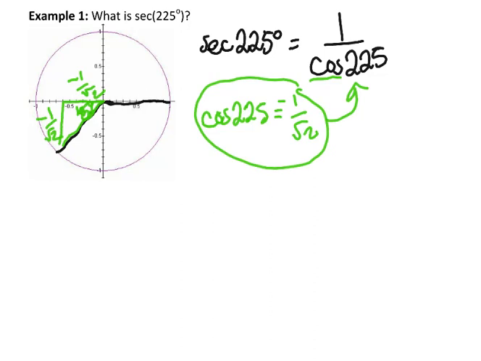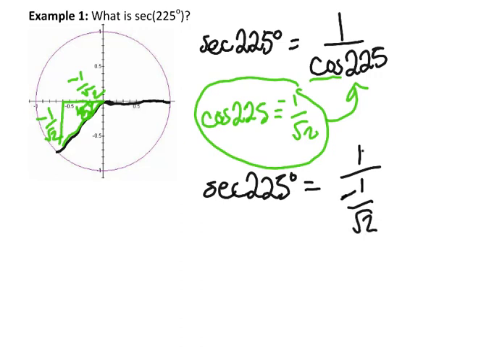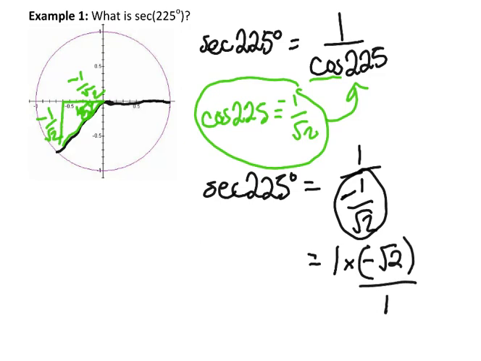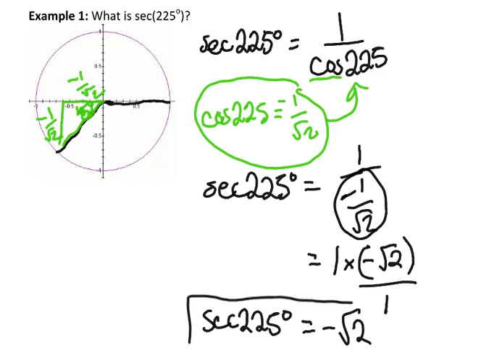Let's plug that in here to our equation for secant of 225. So secant of 225 degrees is 1 divided by cos of 225, but cos of 225 is negative 1 over root 2. So I have 1 divided by negative 1 over root 2. That's 1 times this fraction upside down, which would be negative root 2 divided by 1. That just makes negative root 2. So secant of 225 degrees is equal to negative root 2.